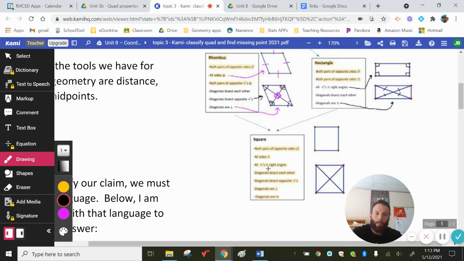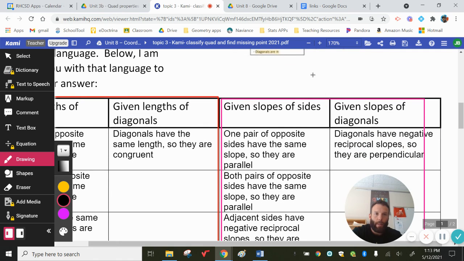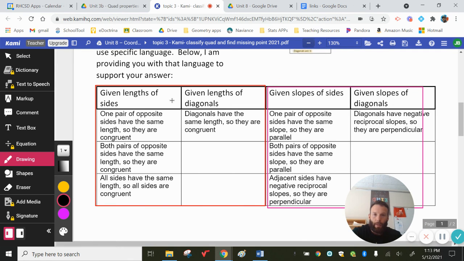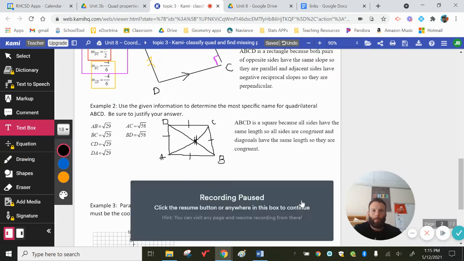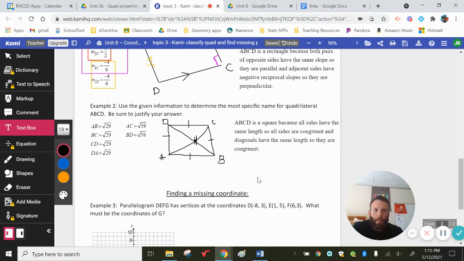So now, based on the information I have, I'm going to say that this shape is a square, and the reason being that when I'm given lengths, I have all sides have the same length, so all sides are congruent, and diagonals have the same length, so they are congruent. Okay, so that's what I'm going to write in as my answer right down here. ABCD is a square because all sides have the same length, so all sides are congruent, and diagonals have the same length, so they are congruent.